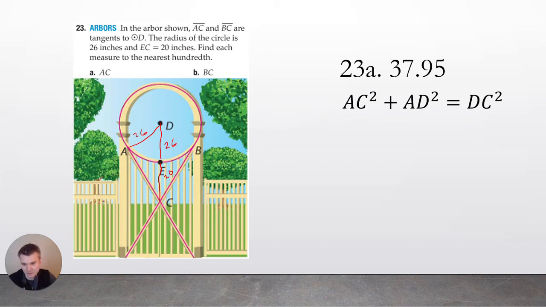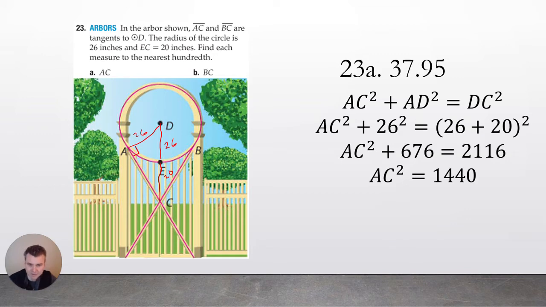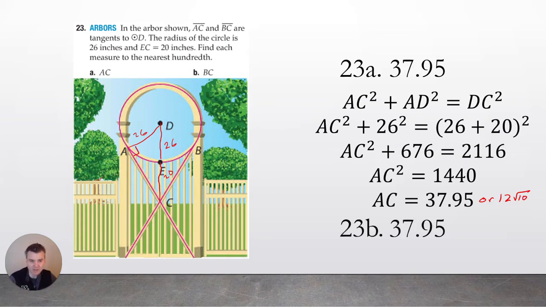In other words, this has to be a right angle. AC is the square root of 1440. You could have said 12 root 10 as well for an answer. I would take that, so make a note right here. Or 12 radical 10. All right. And B, we know that AC and BC are congruent. So we know that BC is also 37.95 or 12 radical 10.